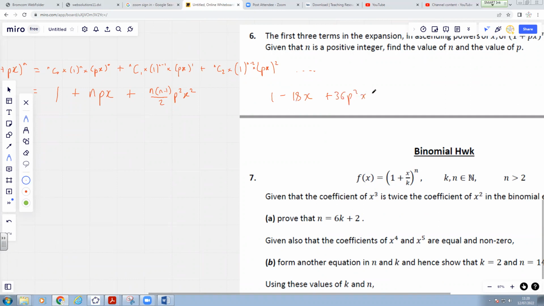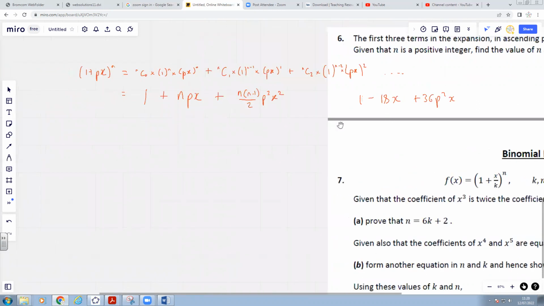And now we can use the trick, which is called equating coefficients, because these are supposed to be exactly the same expressions. So I can now derive that np is minus 18. And that's by looking at the x terms. So I'm just looking at the coefficient of x there. But I can do the same thing with the coefficient of x squared and say that 36p squared must equal all of this.